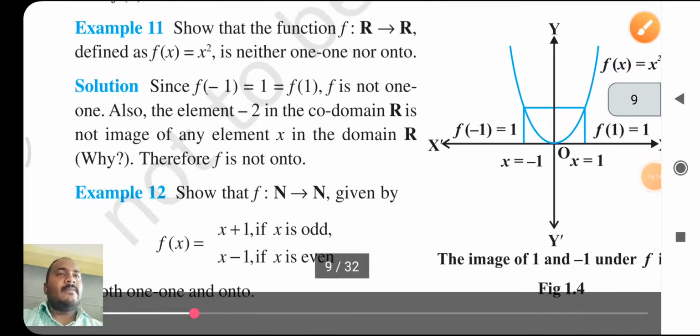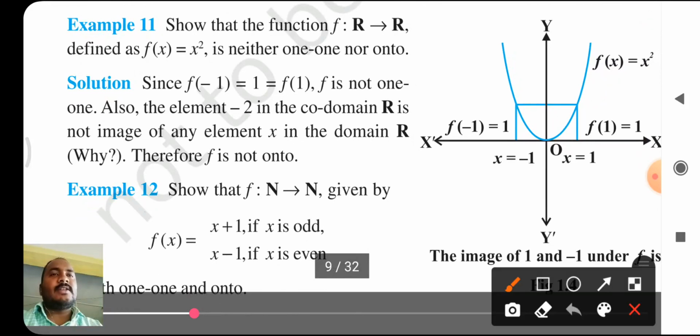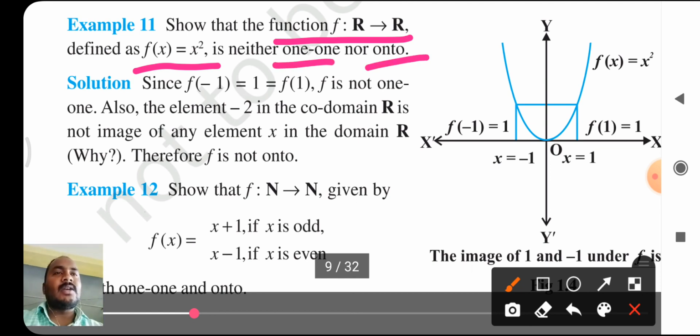Next example, show that the function f from R to R defined as f of x is equal to x square is neither one-one nor onto. It means f is not one-one and f is not onto. f is not one-one because f of minus 1 is equal to f of 1 is equal to 1. Here 1 is the image of both the elements minus 1 and plus 1. Because of this, f is not a one-one function.